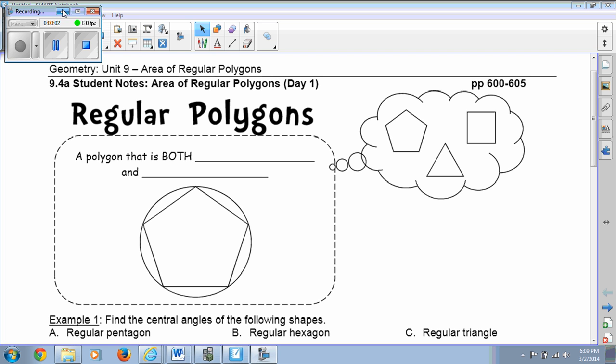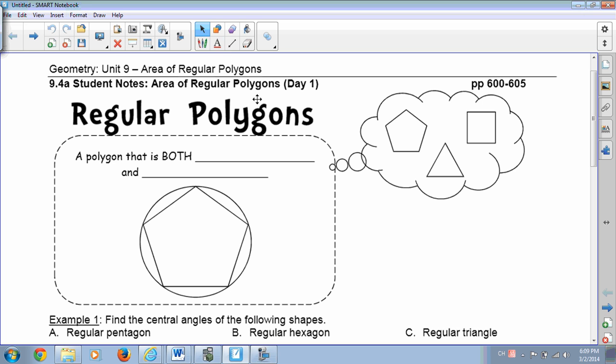Hey guys, we're going to start our lesson over finding area of regular polygons today, day 1. We are spending 2 days on this lesson because it is so important. So let's go ahead and get started. Regular polygons, we learned this when we did our polygon unit.